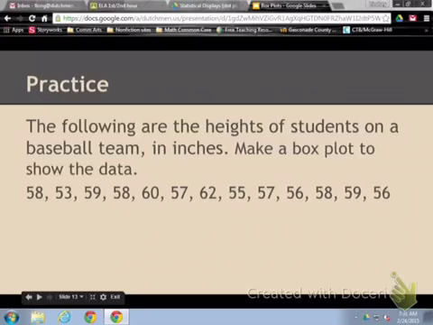So let's practice. Here we have the following heights of students on a baseball team in inches. Make a box plot to show the data. So here are the numbers. Now I want you to find your needed information and make a box plot.